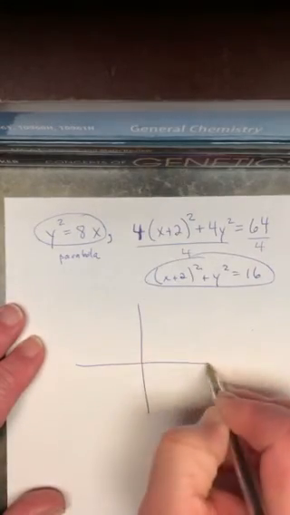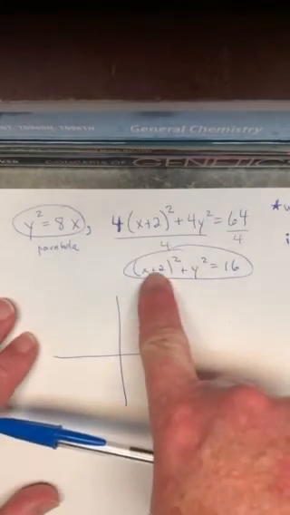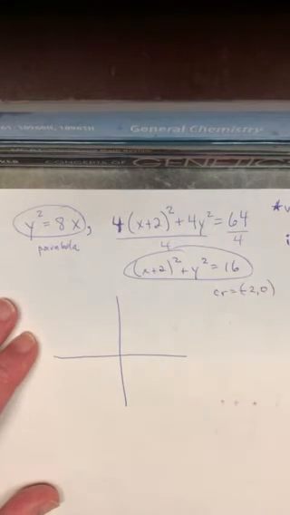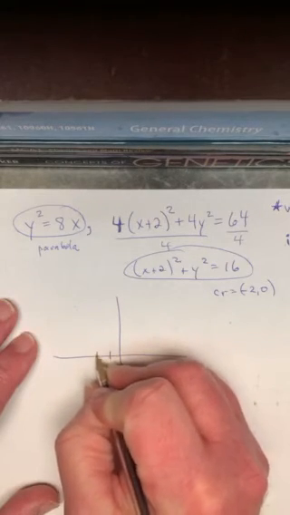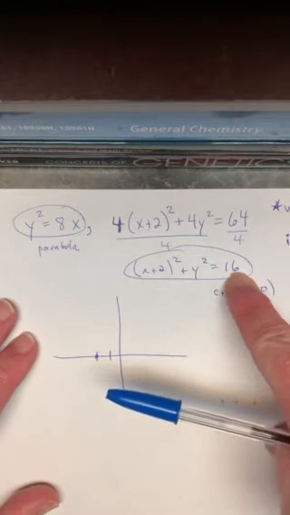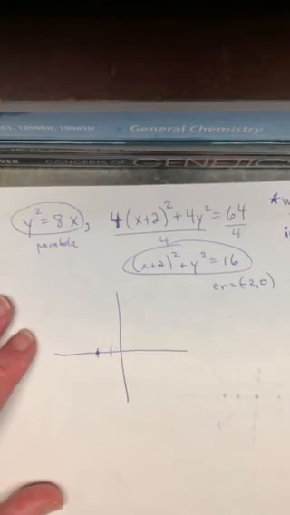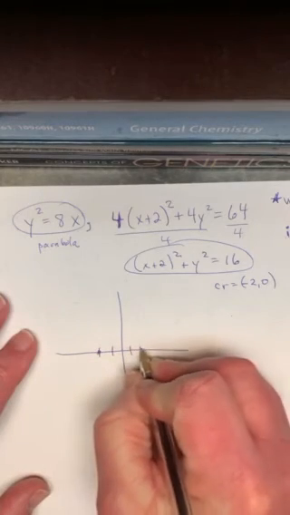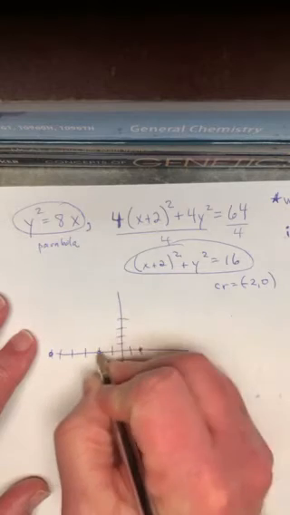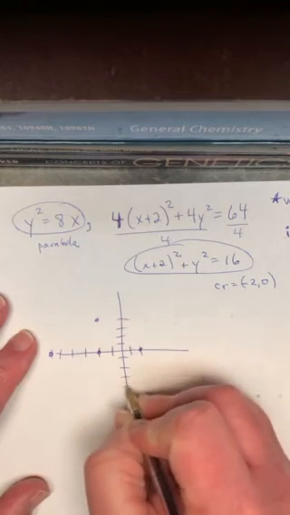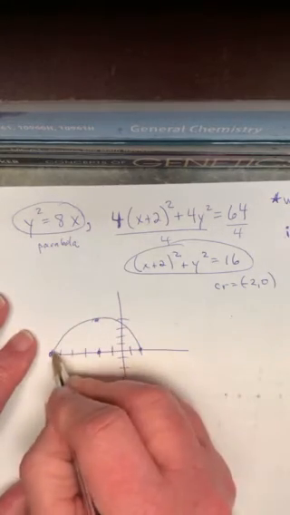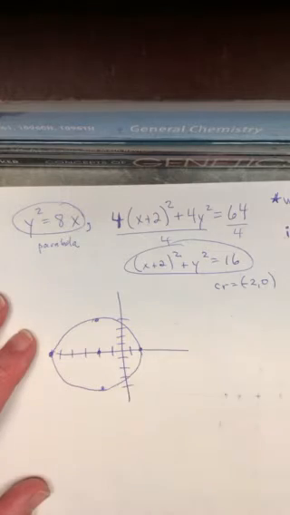If I graph the circle, now careful, it says x plus 2. So you agree the center would be what? Negative 2, 0. I'm going to go left 2 and up 0. 16 is the number at the end. So since that's always my radius squared, my radius must be 4. So I'm going to go right 4, left 4, up 4, and down 4. And I draw a nice neat circle centered at (-2, 0).